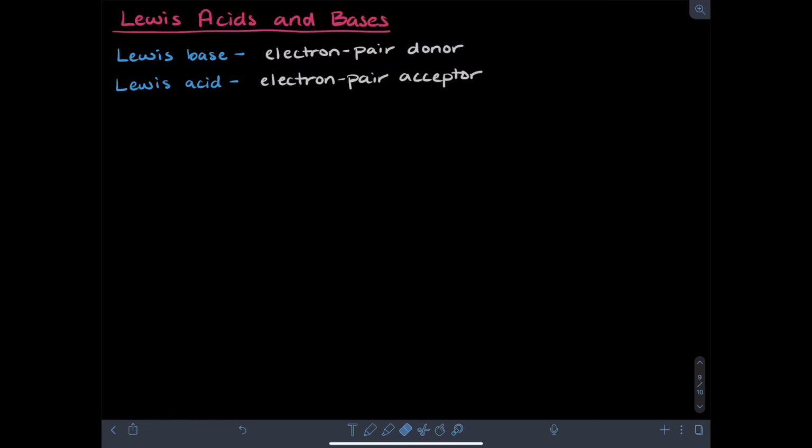To end, I want to talk about our new type of definition of acids and bases, known as the Lewis definition. This is more general than the definition of Bronsted-Lowry acids and bases, where we're talking specifically about transfer of a proton. A Lewis base is any electron pair donor in a reaction, and a Lewis acid is the species that accepts the electron pair.